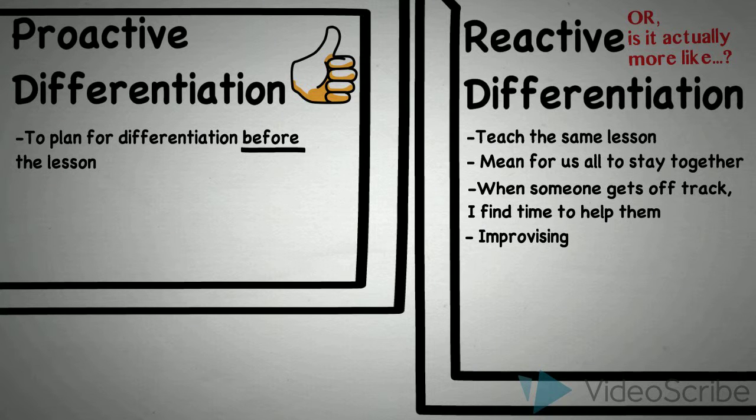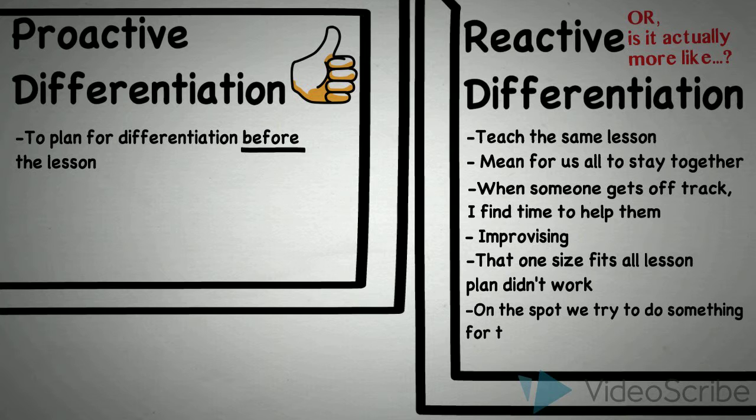And it always comes when we realize, whoops, that one-size-fits-all lesson plan isn't working again. Whoops, it didn't work for these 3 kids again today. And then on the spot, we kind of try to do something for kids. I'd much rather have a kid that I like in a class where somebody's improvising to help them than in a class where nobody even notices that they need help. So the improvisation's not a bad thing.